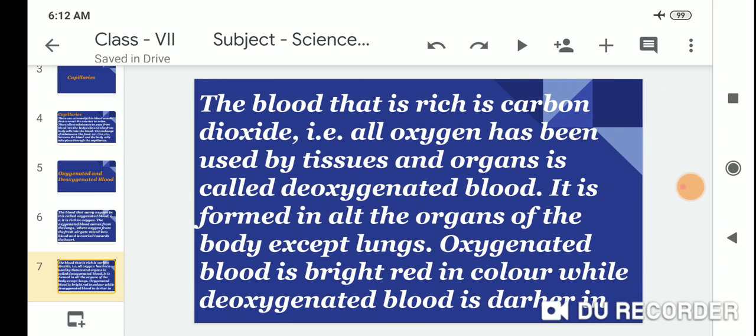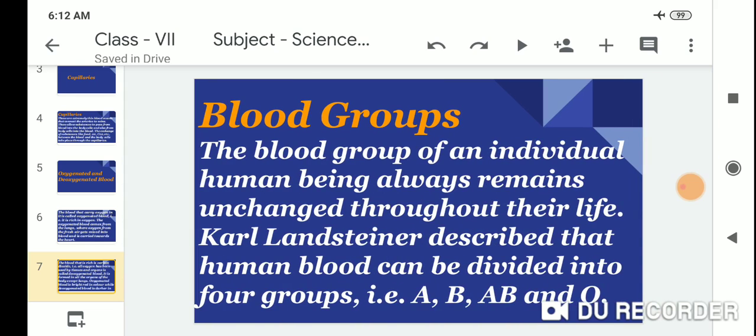The blood that is rich in carbon dioxide, whose oxygen has been used by the tissues and the organs, is called deoxygenated blood. It is found in all the organs of the body except the lungs. Oxygenated blood is bright red in color, while deoxygenated blood is darker in color.